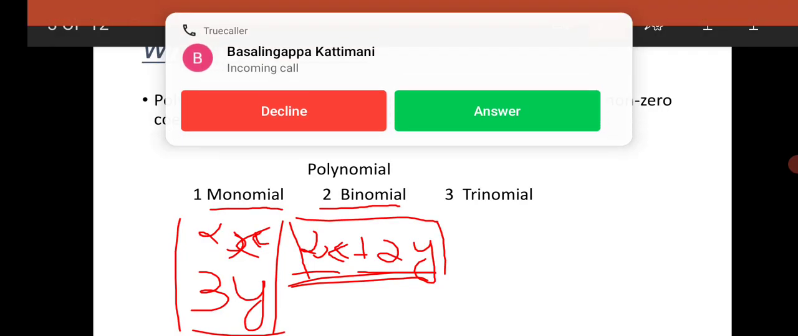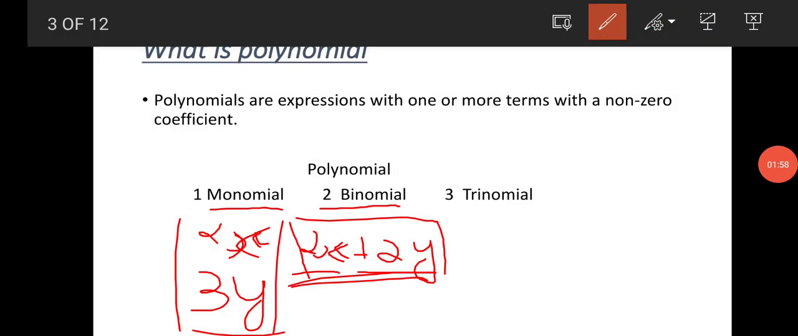Okay friends. Another example is 3 plus 4z. This is one term and this is one term. Totally two terms. And it is a type of binomial.